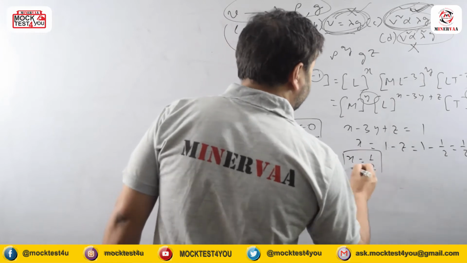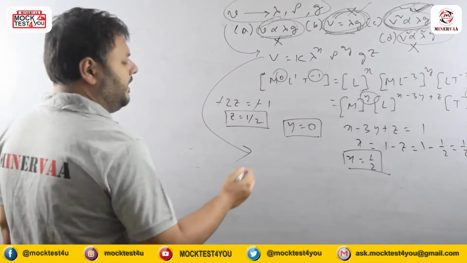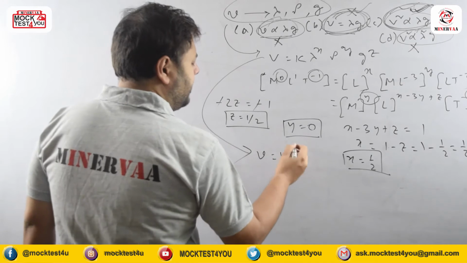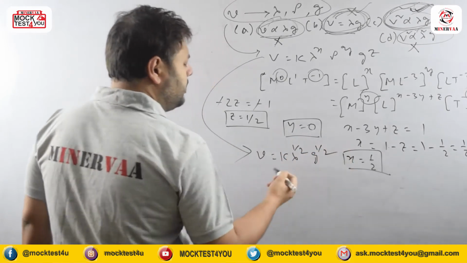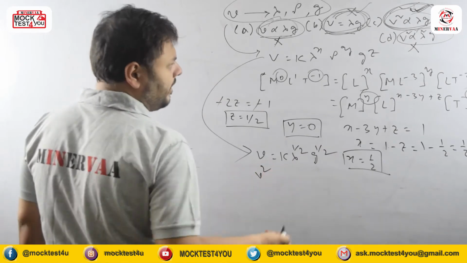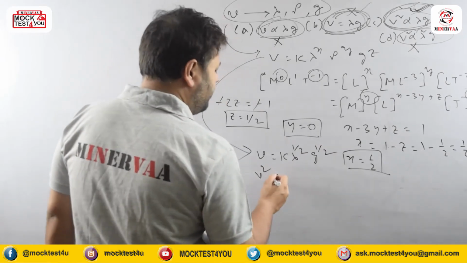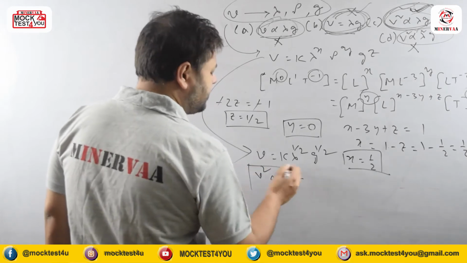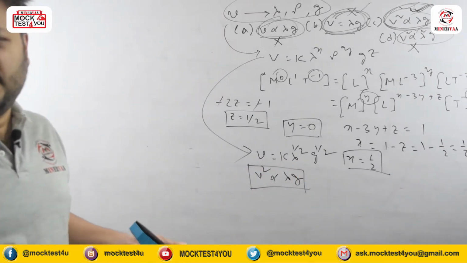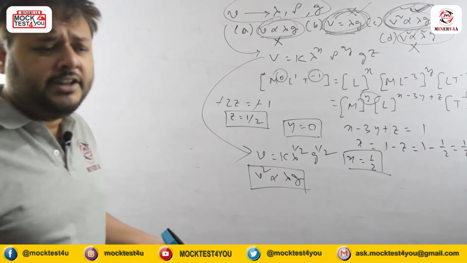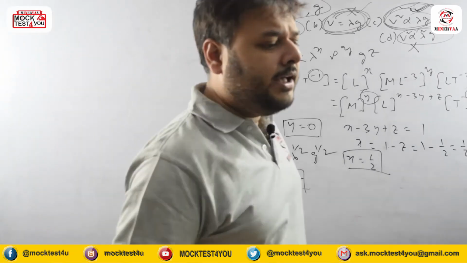So if you put all this in the equation for v, v becomes k lambda to the power half and g to the power half. So ultimately if you take the square, v square is proportional to lambda g, because k square is also going to be a constant, and you can remove that constant from the equation to maintain the proportionality between v, lambda and g.